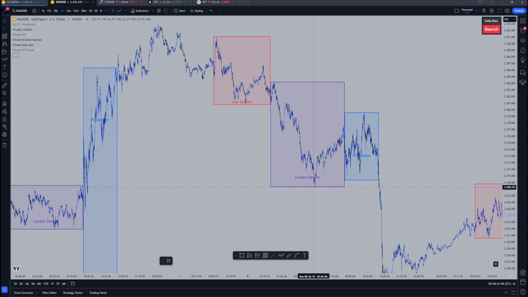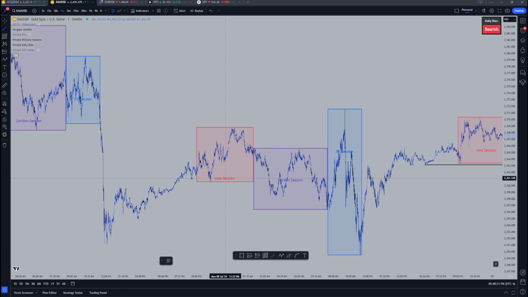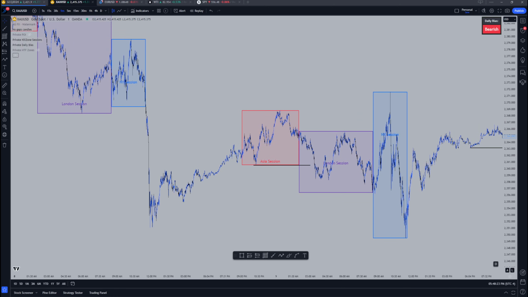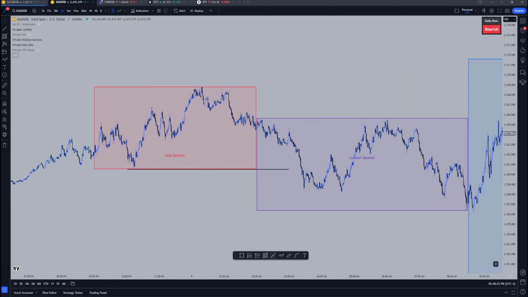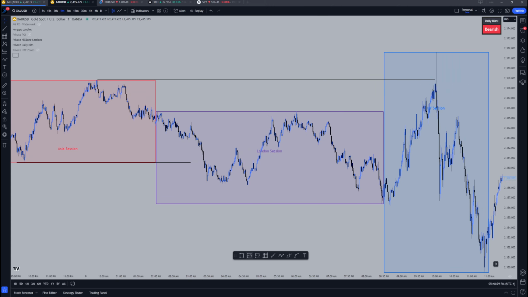London session high and low did not get taken out during the kill zone. The Asia session low gets taken out. The high does not get taken out until the New York session, and then you would have had an entry here.